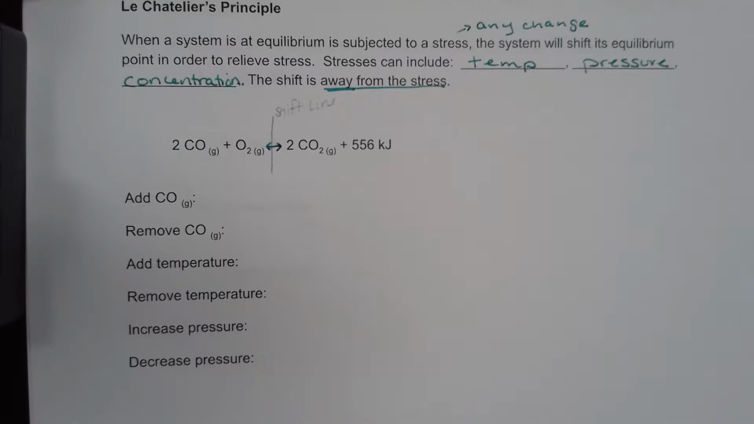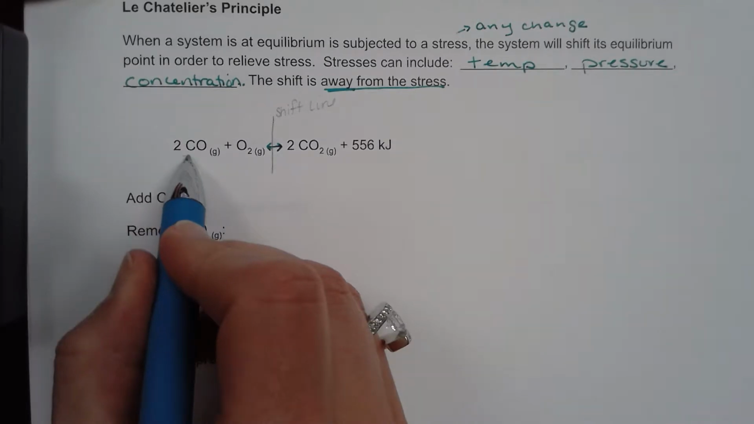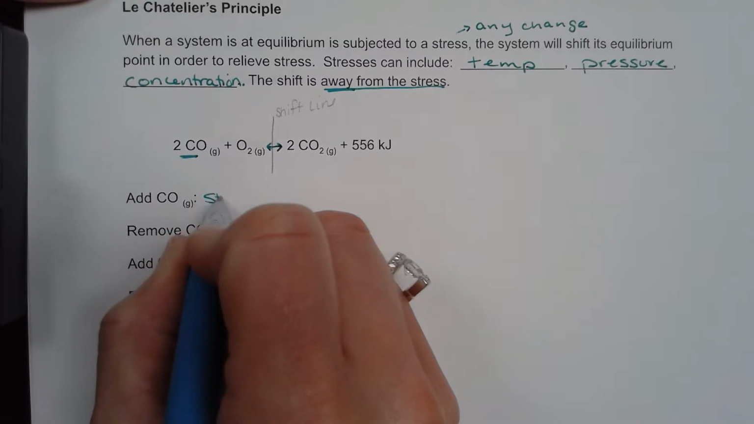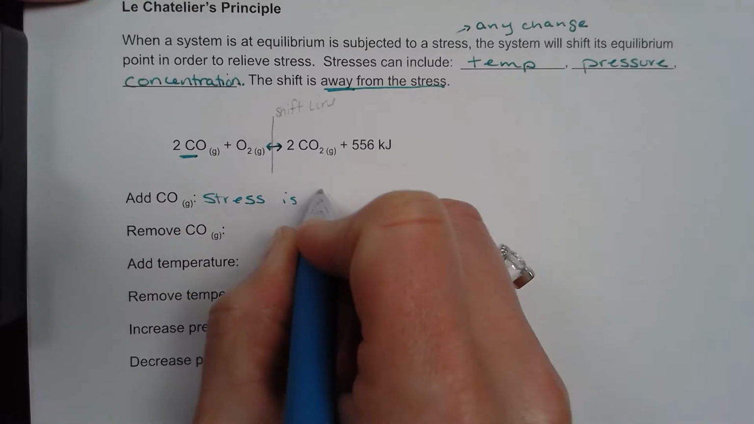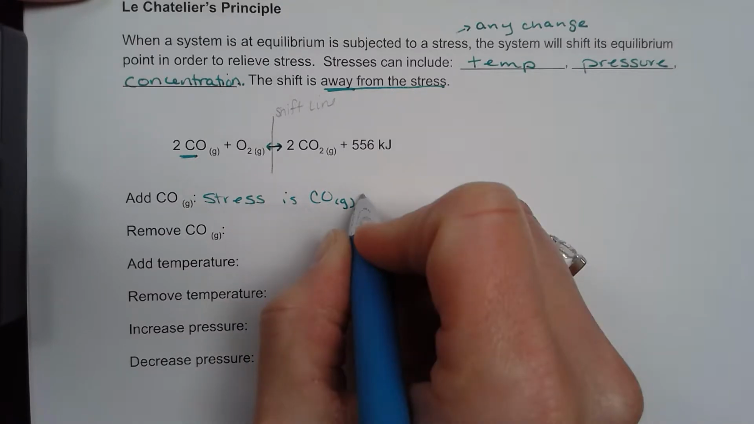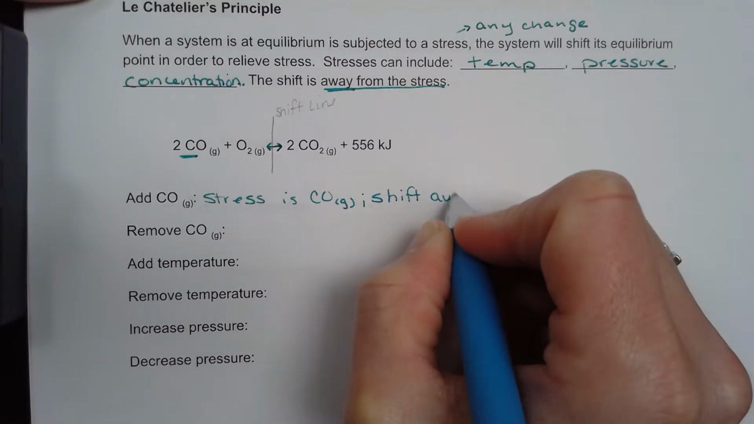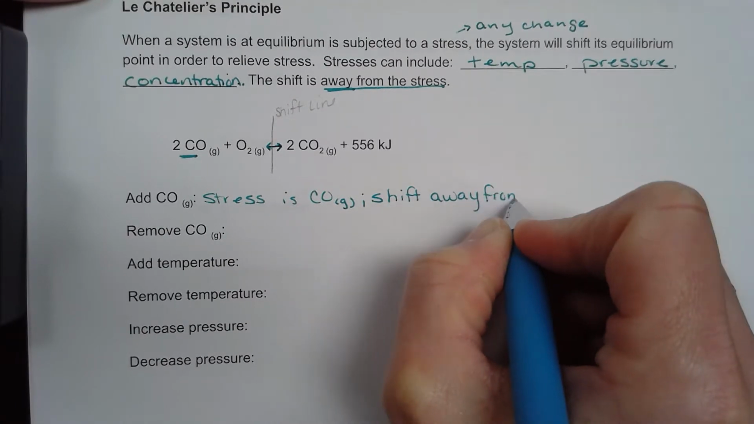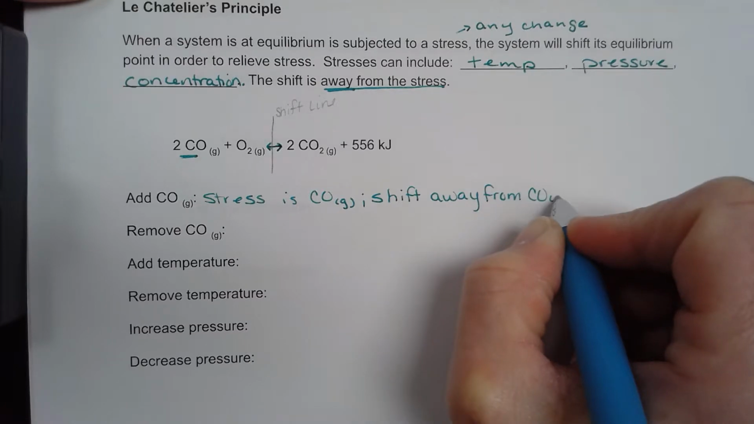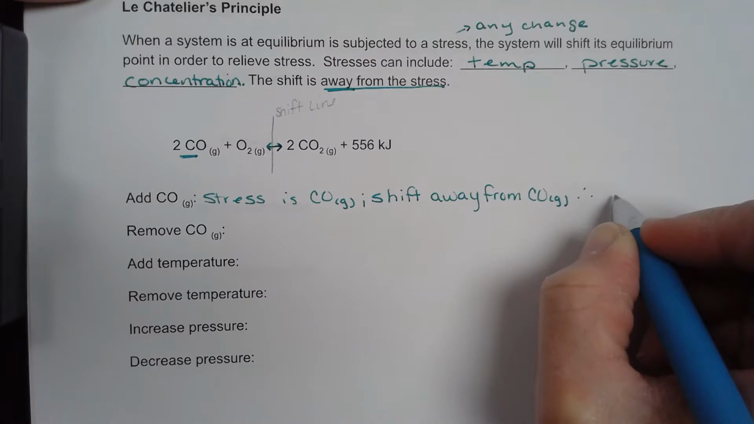So when we add carbon monoxide, meaning we're going to be adding extra here, we're going to shift away. The stress is what we added. So we shift away from it. So therefore, we're going to go right in this case.